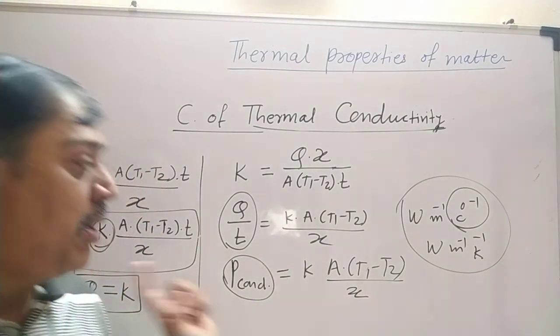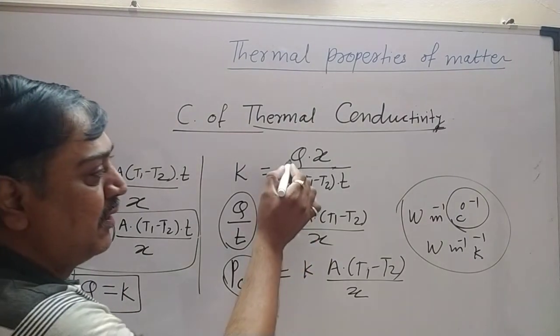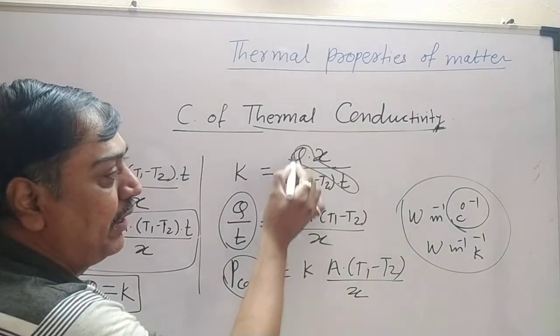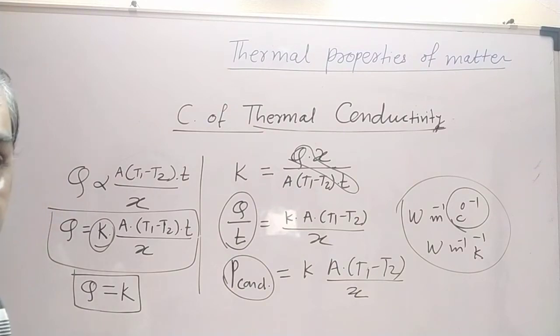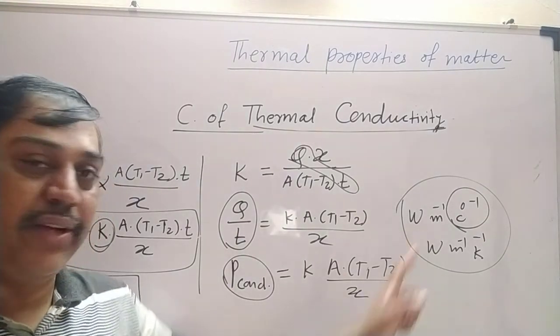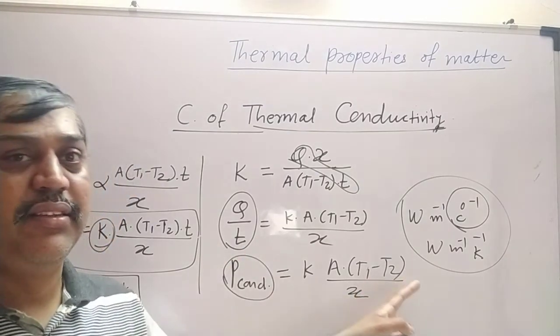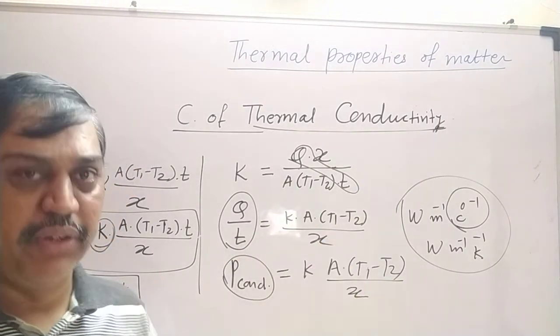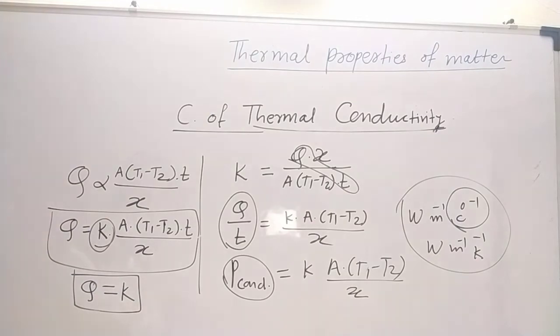Why are they different? Because in this case, Q divided by t was measured in watt, so you can modify this unit. The initial unit is also right, and this is also the modified unit. Both units are accurate for thermal conductivity.